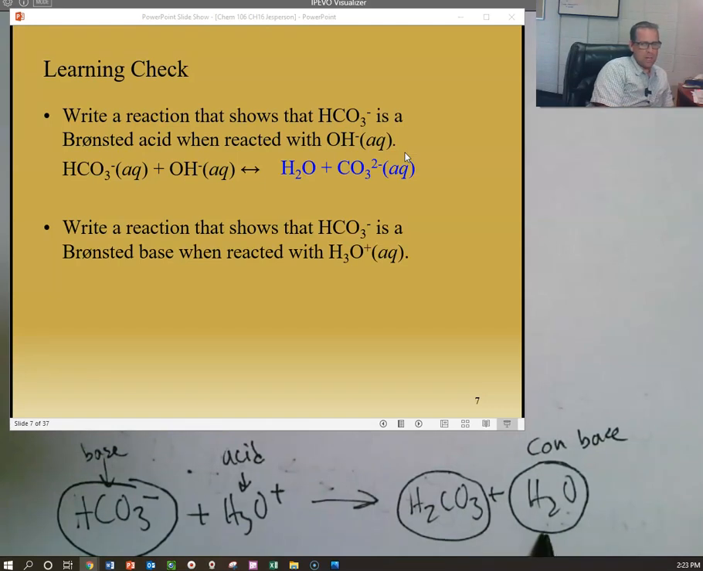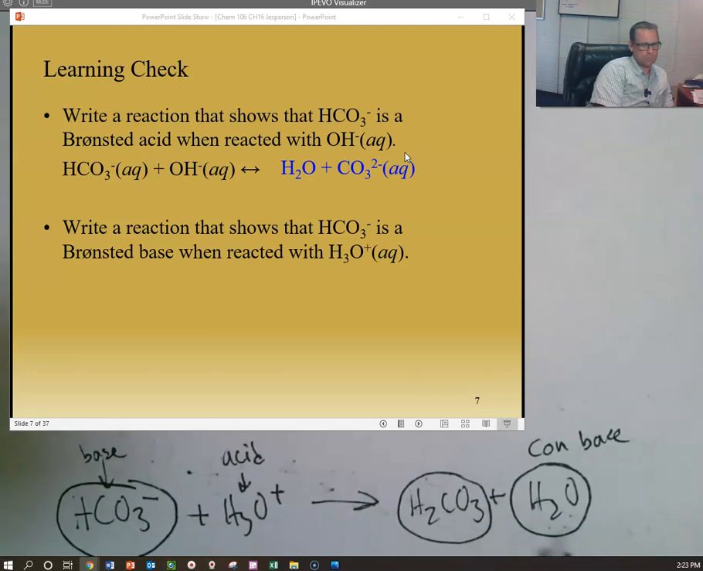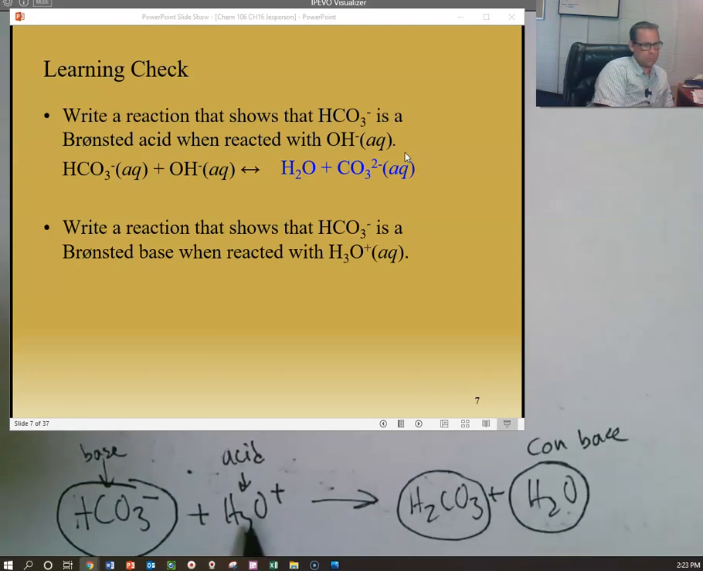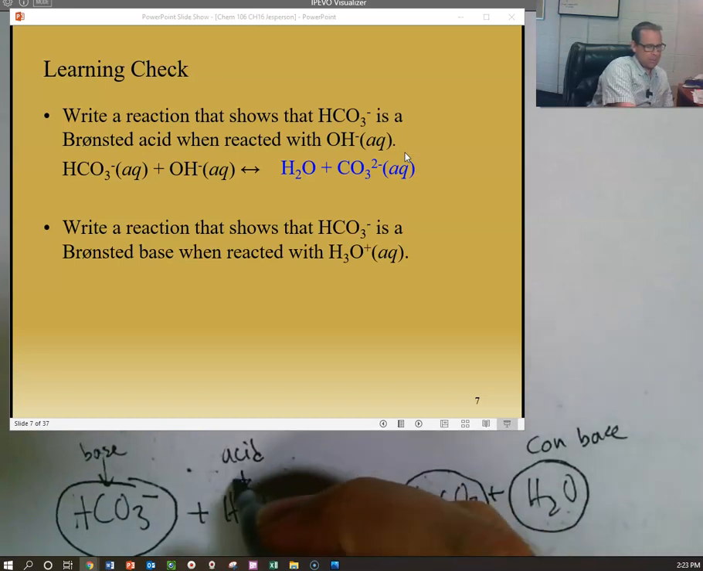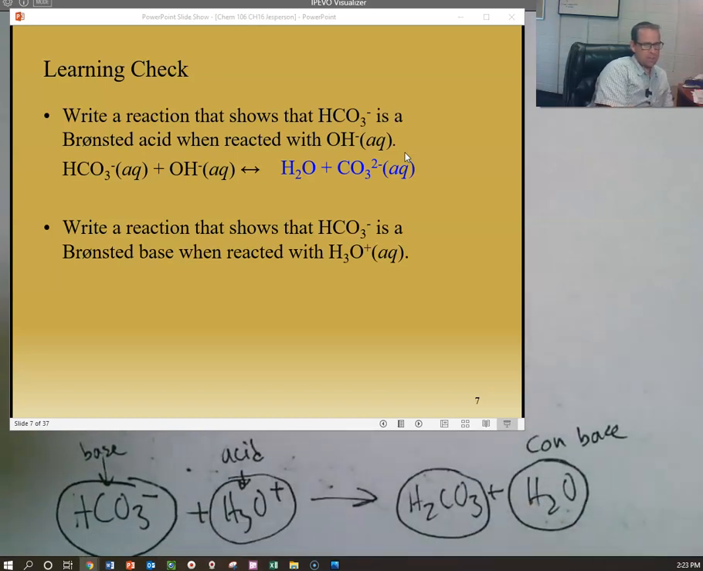And if I said the water here is the conjugate base, then what is the conjugate acid for water, Camille? Is it just the H? It's just HO. No, this has to take a hydrogen. So if we're saying that this is a base, then it has to be H3O plus, right? So this is its conjugate acid.